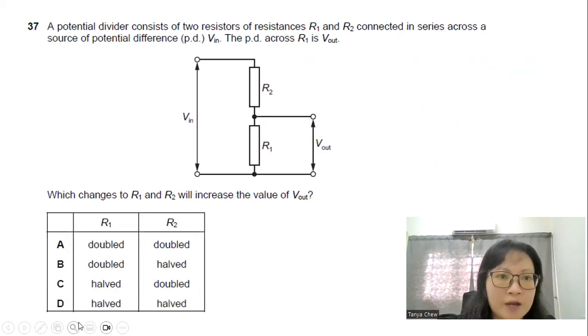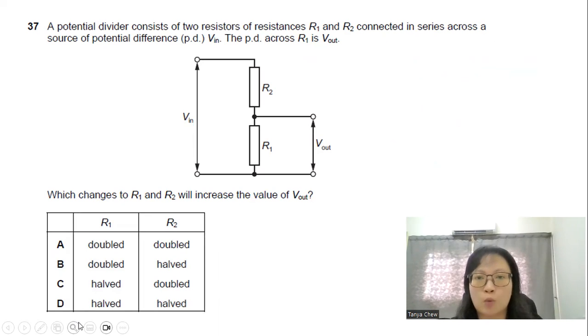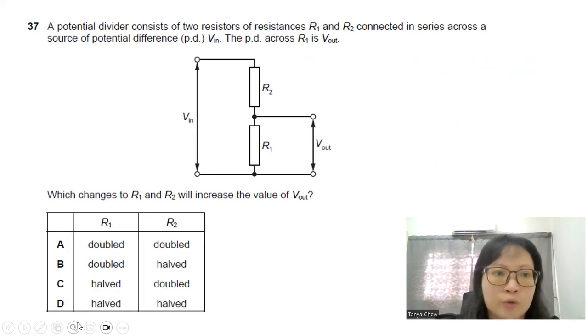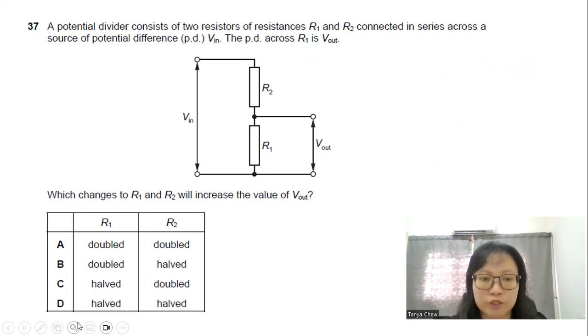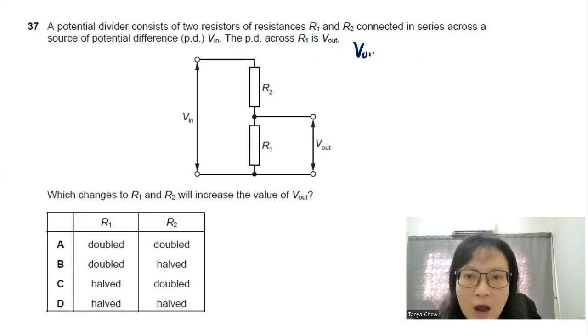Question number 37, a potential divider consists of two resistors of resistances R1 and R2 connected in series across a source of potential difference, PD, V. The PD across R1 is V out. Which changes to R1 and R2 will increase the value of V output? Now I write down the equation of potential divider first. V out over V in. This is a common equation. It is R1 over R1 plus R2.